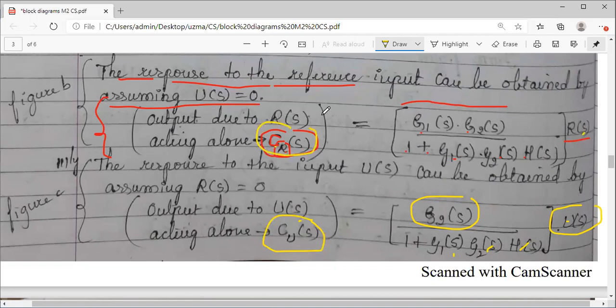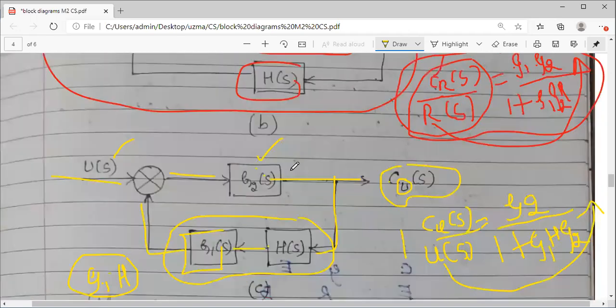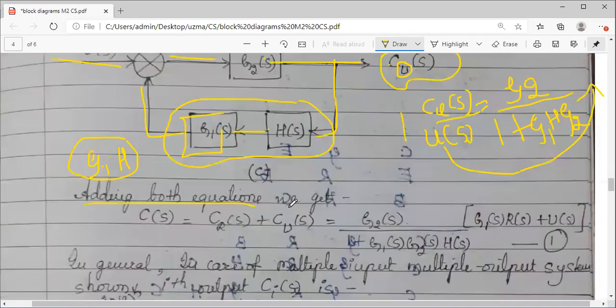In the first analysis, I considered only R of S, no U of S. The second time, I considered input U of S, no R of S. So individually I have got the outputs. Now, what is the overall output of the system? I have to add both, right? The weighted sum, the superposition I have to apply. So adding both the equations, I get the overall output C, which is the sum of individual outputs CR plus CU.